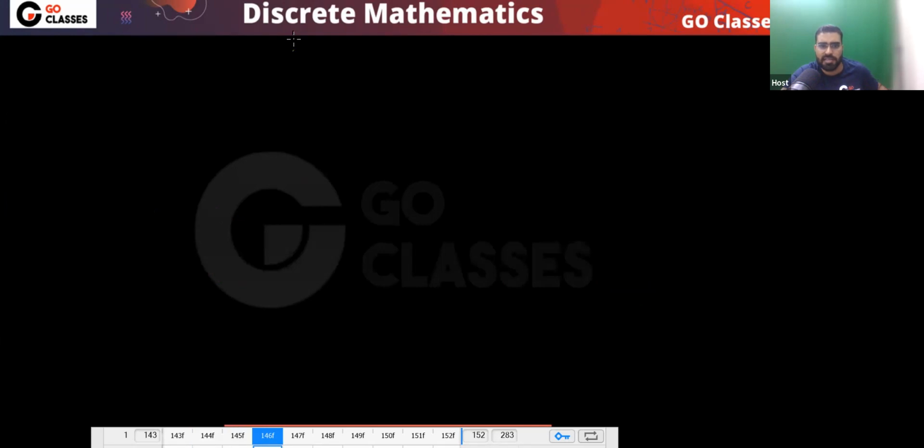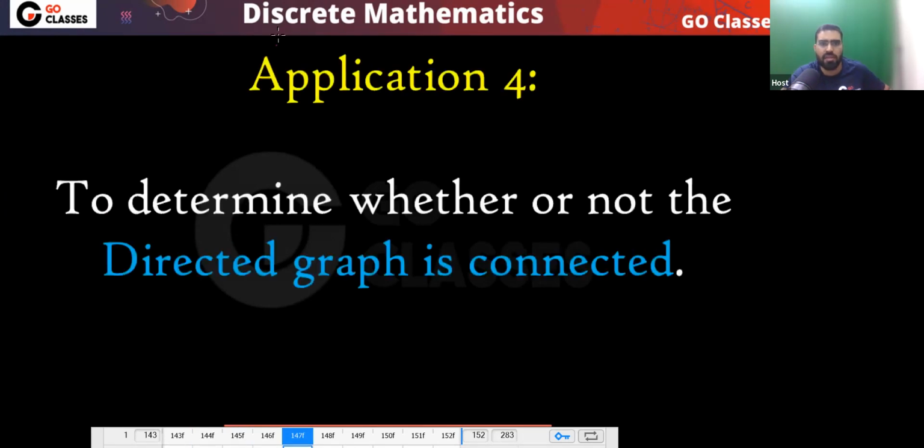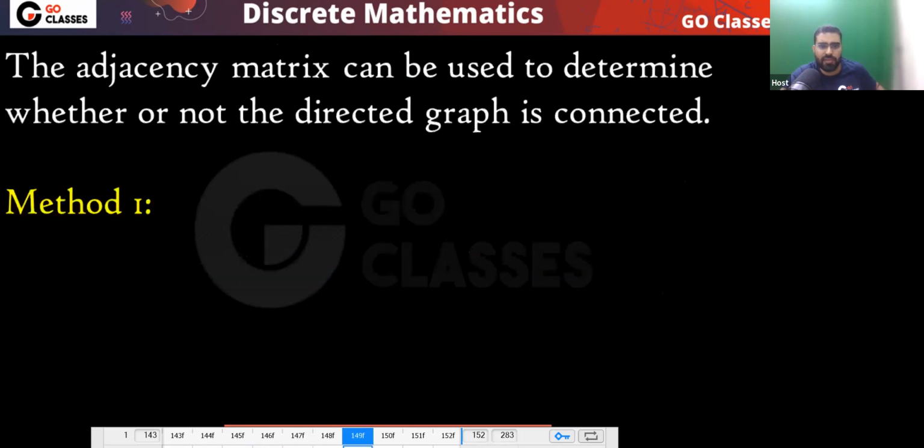Okay, let's see the next. For the directed graph, so far, whatever we have seen, can you apply all of it on the directed graph? For example, connectedness of a directed graph: will method number 1 work?